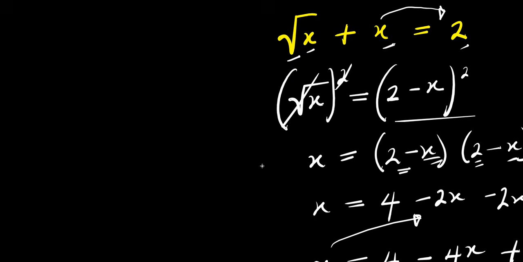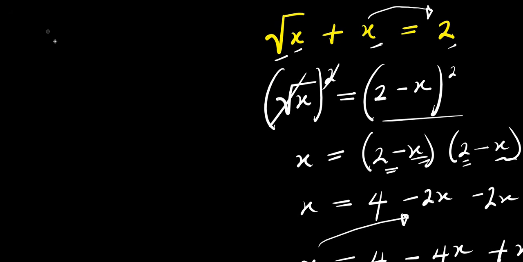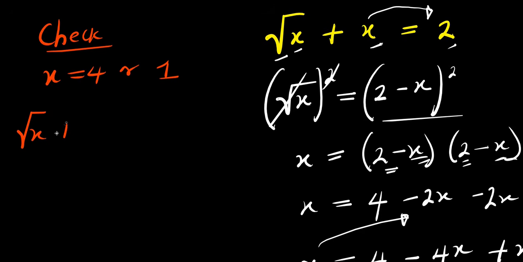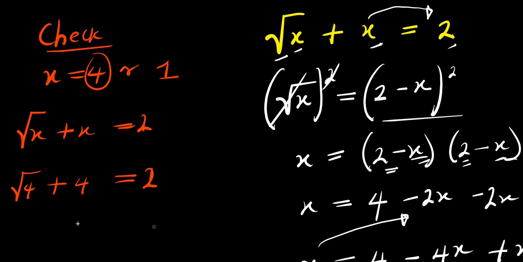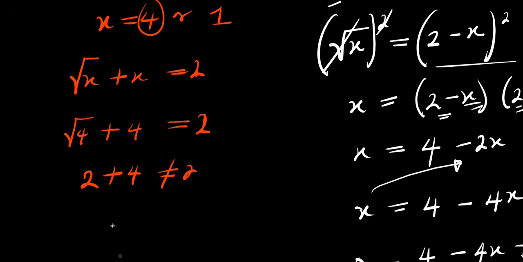Now we can decide to check if these values satisfy the equation. Our x is 4 or 1. Now we have square root of x plus x equals 2. When x is 4, we have square root of 4 plus 4. Is it the same thing as 2? Square root of 4 is 2, plus 4. This is not 2 because 2 plus 4 here is 6. It's obviously greater than 2.